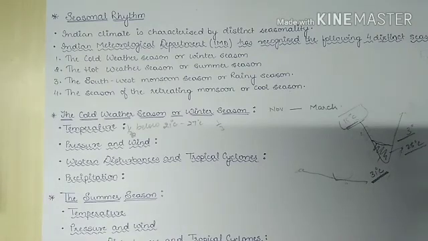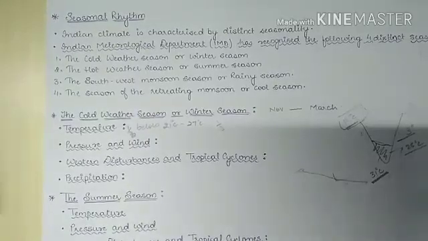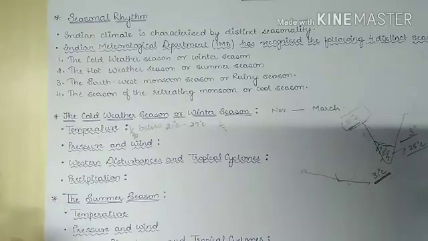And they cause a little rain in the Indo-Gangetic plain, snowfall in the Himalayan belt, and they also lower the temperature. The minimum temperature is lowered by 5 to 10 degrees Celsius below normal. Okay, and haze is common during this time. So these are the western disturbances.